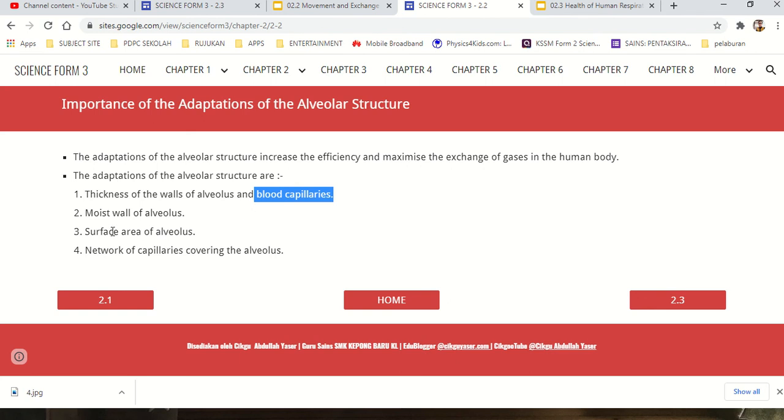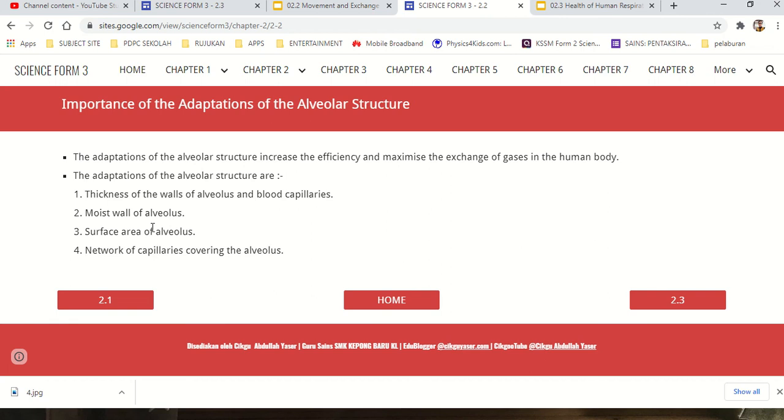Okay, and then next, moist wall of alveolus. Of course kita mesti make sure dia ni keep moist all the times. Mesti ada cover dengan fluid lah. Okay, so kita bagi tahu to allow the respiratory gas to dissolve in the surface fluid for the diffusion. So dia lagi mudah lah. Kalau dia moist tu tadi, lagi senang untuk meresap. Okay, so the diffusion process boleh berlaku dengan lebih cepat.